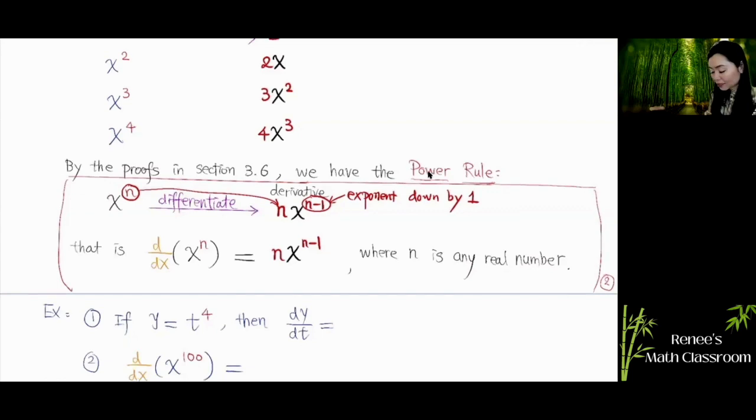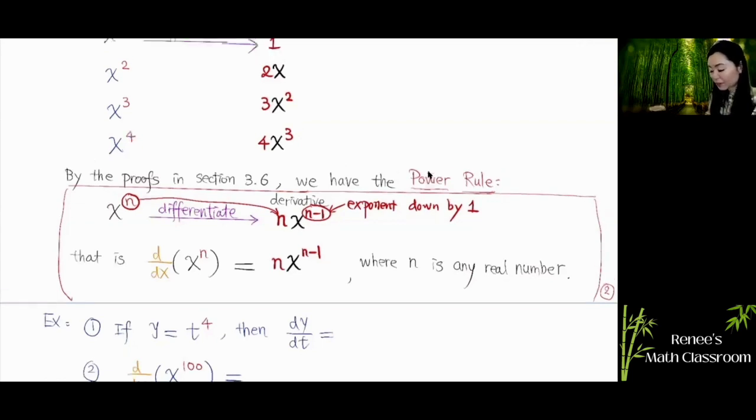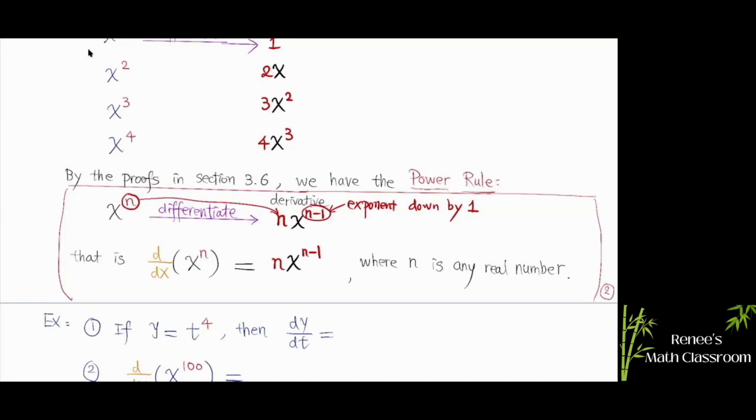So not just integers like 1, 2, 3, 4, etc. It could be any real number. It could be a fraction, could be 1/2. Could be 0.7. Could be pi or any real number. All right. Any question?